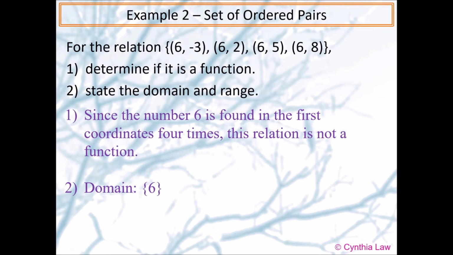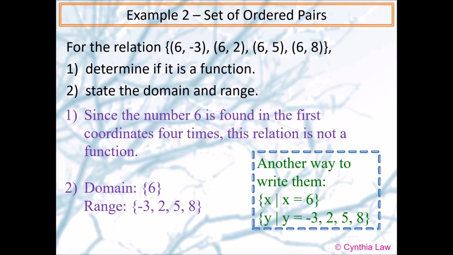The domain is just 6. The range, we have -3, 2, 5, and 8. Remember that we have to line up the numbers in ascending order, so from smallest to largest. The formal way of writing your domain and range is as such: x belongs to the set where x is 6, and y belongs to the set such that y is -3, 2, 5, or 8.